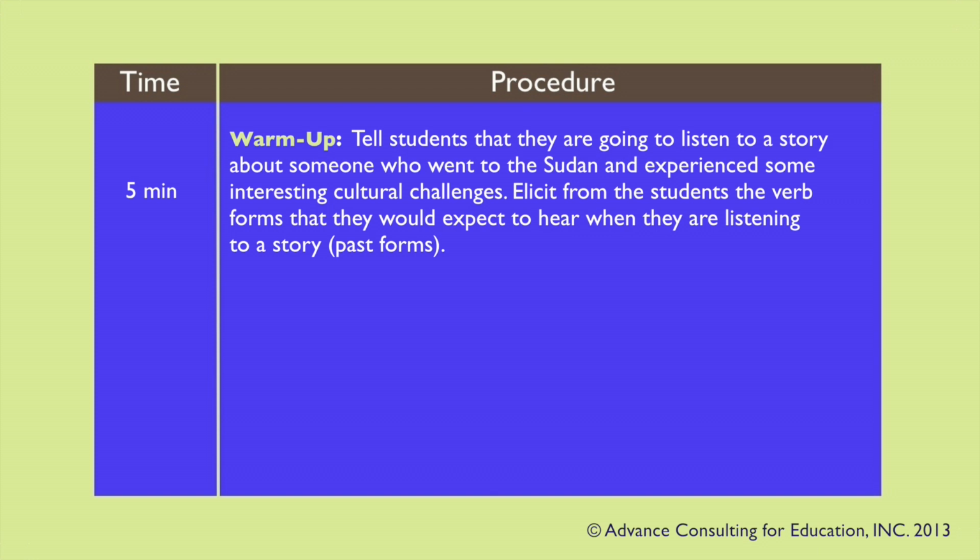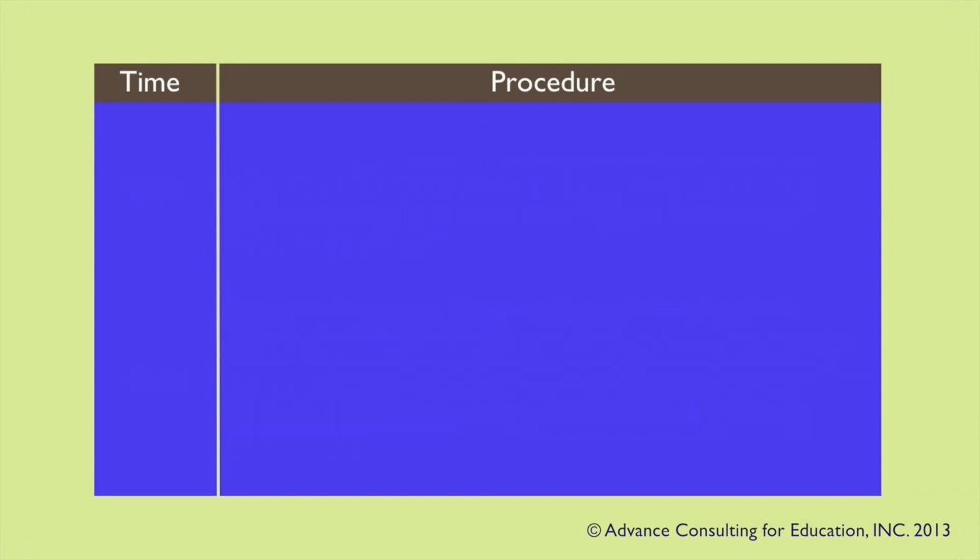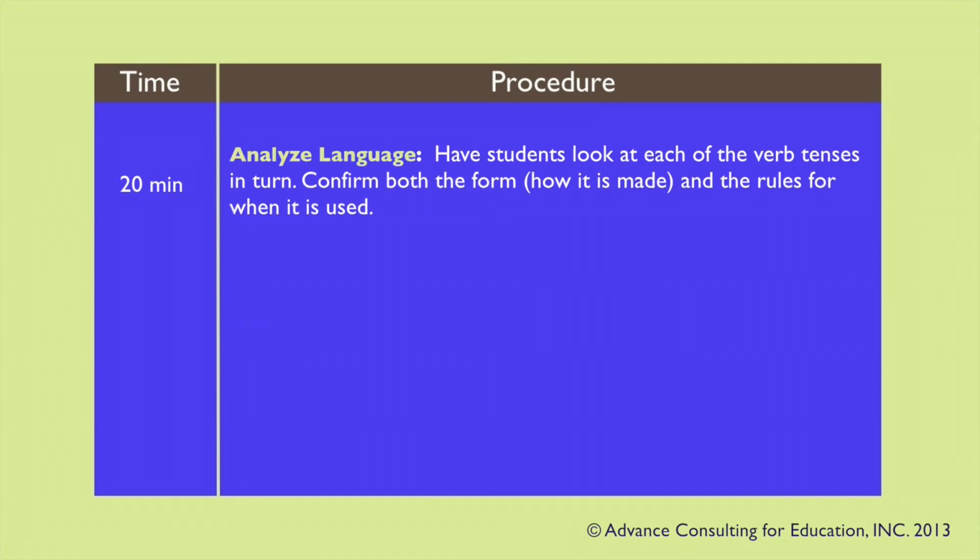For the second step, students are listening for the language. Before you play the listening text, create a table on the board with the following headings: past simple, past continuous, other past forms. Play the text and have students listen and take notes on the verb tenses or verb forms that they hear using the table you've created. Then confirm the answers as a class, and if you want, have them look at the actual transcript to check their answers.